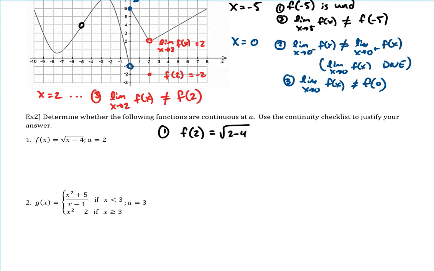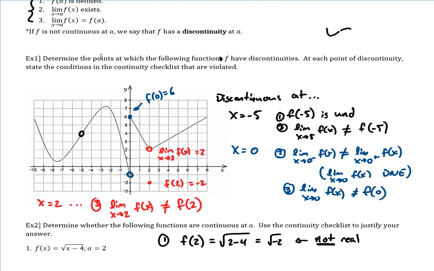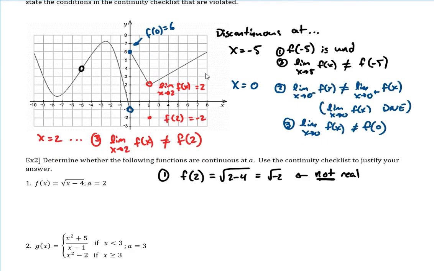So f of 2 is the square root of 2 minus 4. This is an issue. If you have a square root with a negative underneath it, this is an imaginary number, so it's not real. And all we care about is real. So if it's not real, then what we have is undefined in the reals. So that means our number 1 instantly is no good. So it's not defined in the real numbers.